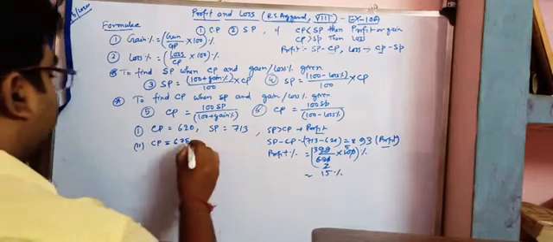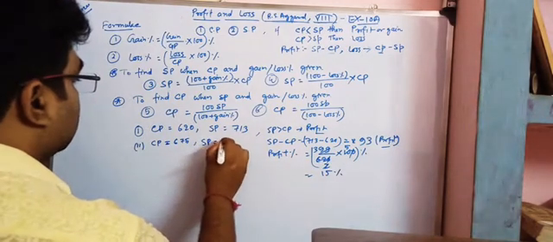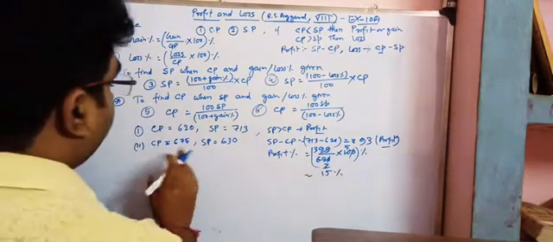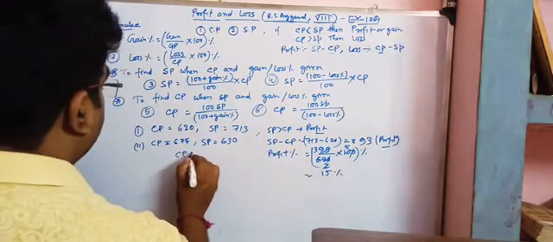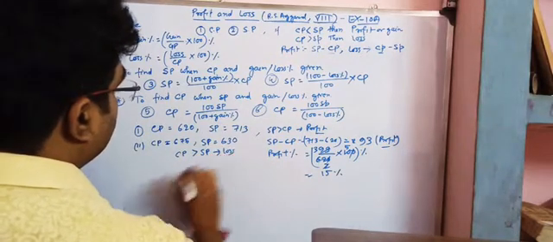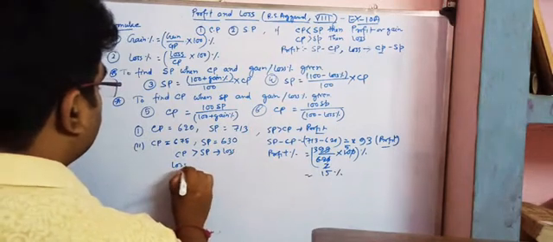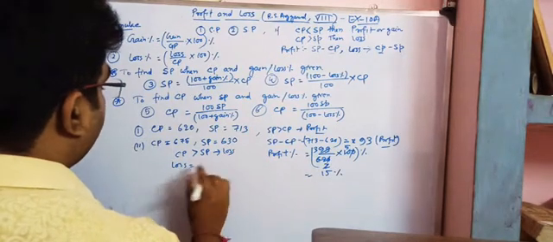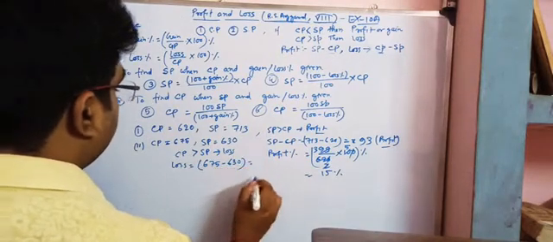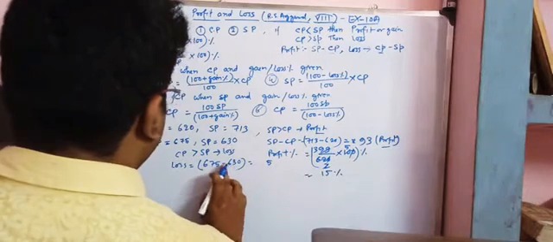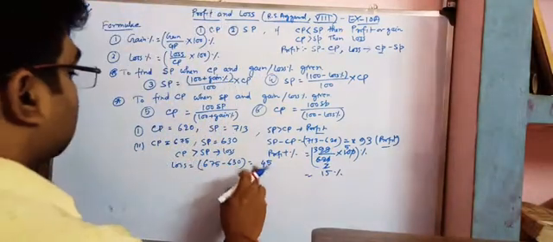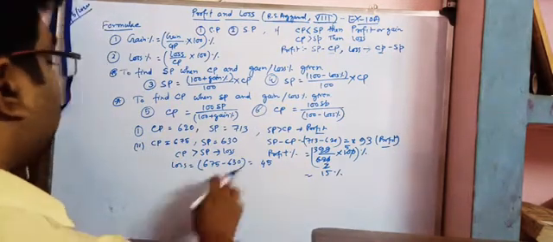And the sale price is 630. So here CP is greater than SP, that means loss. So what was my loss? 675 minus 630, that is 45. So rupees 45 is my loss.